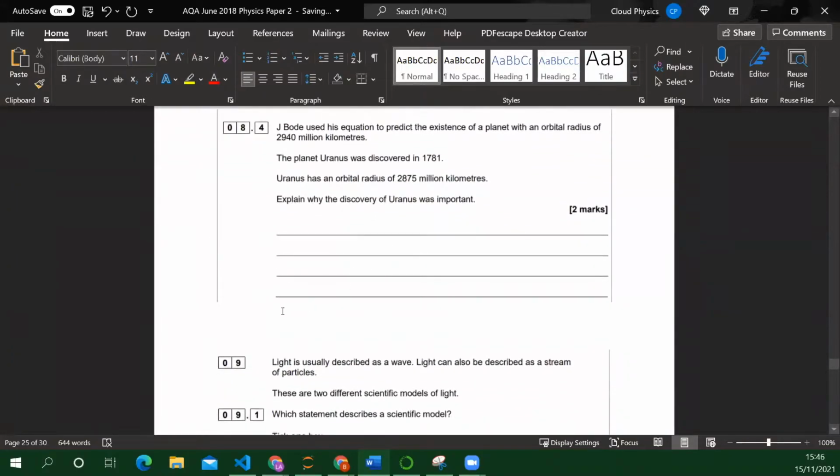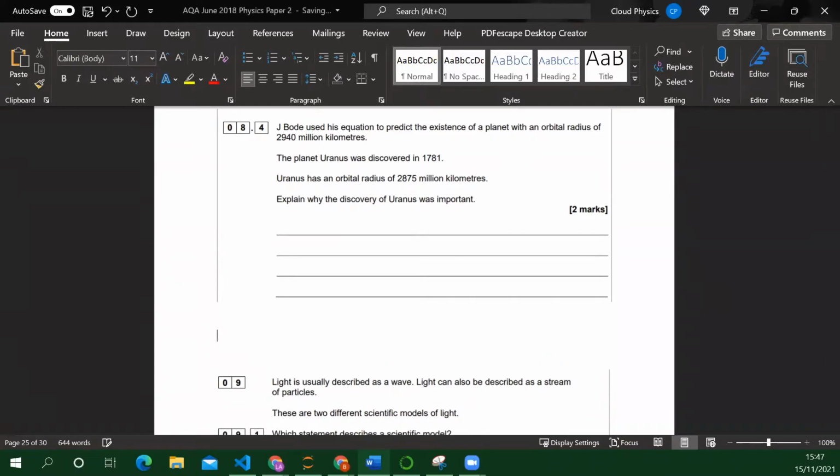J. Bode used his equation to predict the existence of a planet with an orbital radius of 2,940 million kilometers. The planet Uranus was discovered in 1781 by William Herschel. Uranus has an orbital radius of 2,875 million kilometers. Explain why the discovery of Uranus was important. Okay, so yeah, that's pretty close as well, isn't it? I think really close. Really think about the magnitude of that, the percentage, a tiny percent error. As with my errors earlier, it's a very small percentage error. I think it's millions of kilometers.